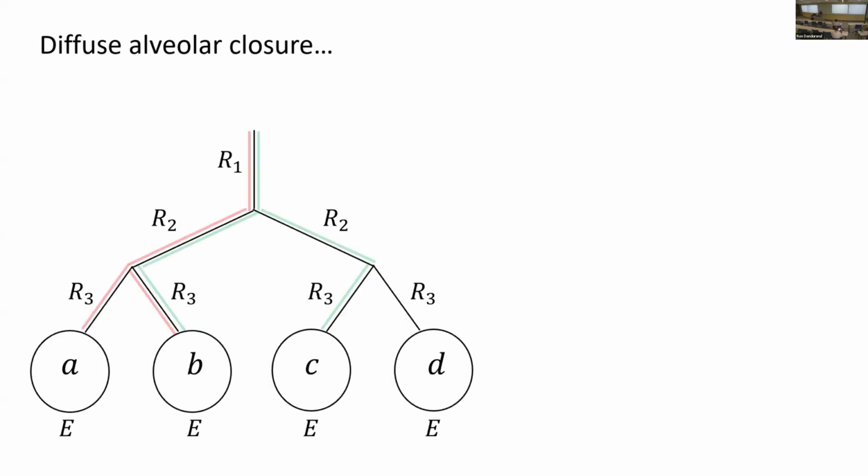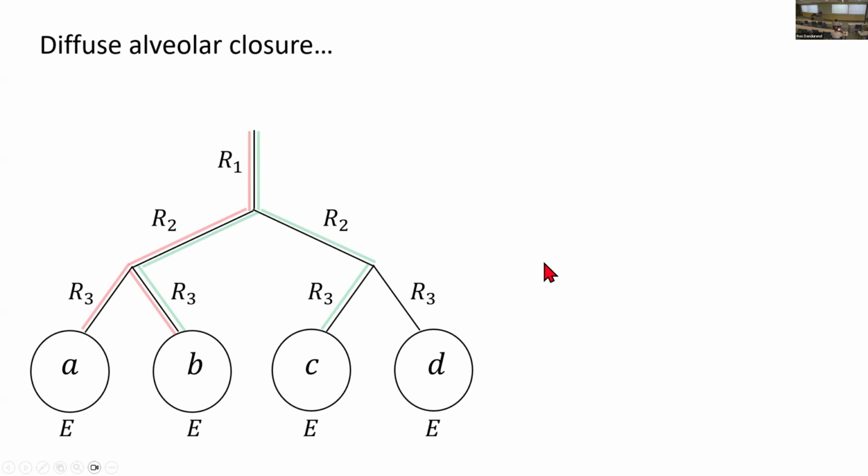Now, another thing that can happen, which is phenotypically distinct from airway narrowing, heterogeneous or uniform, is alveolar closure. I'm going to call it diffuse alveolar closure or collapse, maybe caused by actual closure of small peripheral airways. Here it gets kind of interesting. Let's say we have a two-generation airway like that with 4 alveolar compartments. And to begin with, it's perfectly uniform. We have R1 and then 2 R2s and 4 R3s.